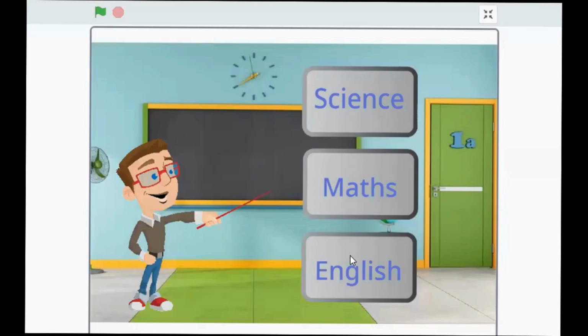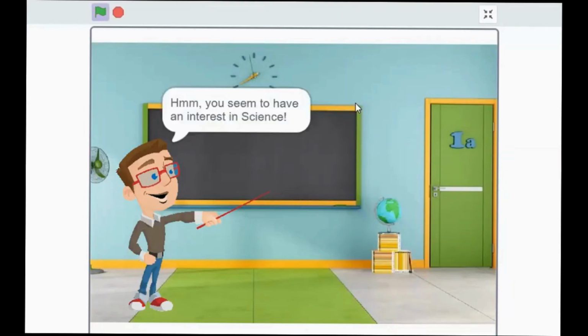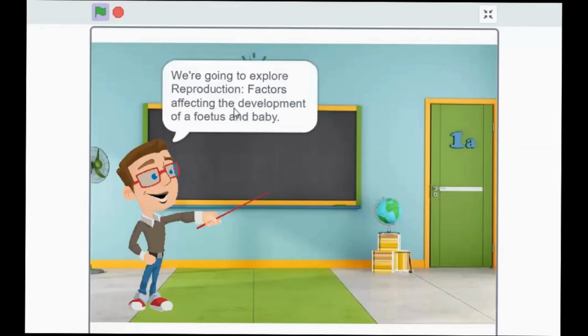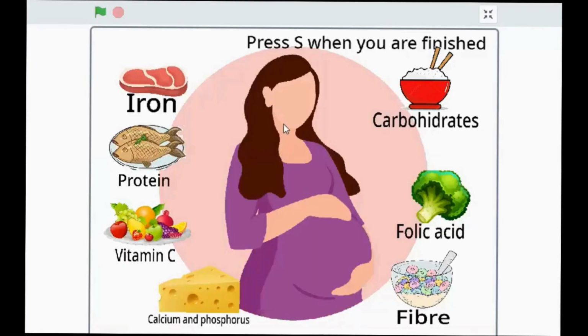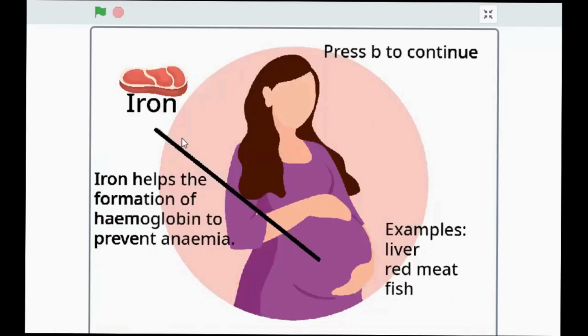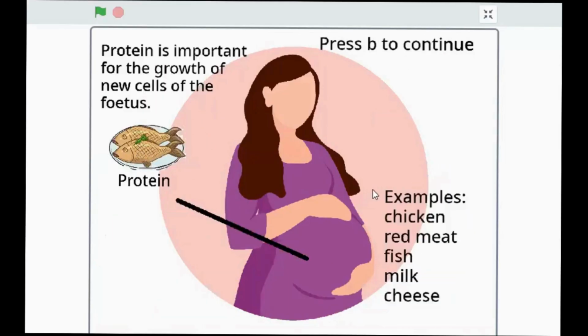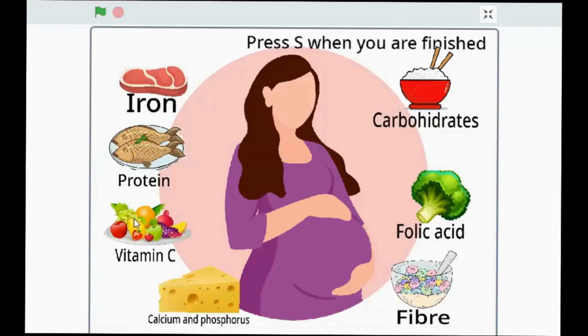We're going to explain each subject, firstly with Science. In Science, we're going to explore the factors that affect the development of a fetus. You can click on any of these sprites to explore the function of each nutrient to the fetus and mother, and examples of the fruit with the said nutrient. So I'll just show you all here.